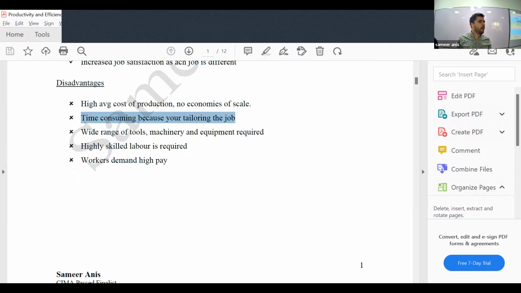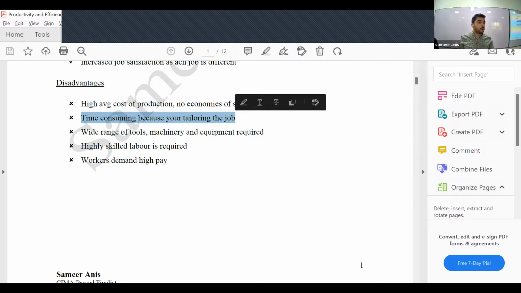Second disadvantage, very time consuming. I told you Rolls-Royce takes 6 months to make a car. Can you guess how long Toyota takes to make a car? 18 hours. 18 hours is less than 1 day. Why? Because Toyota's cars are made by machines, and Rolls-Royce is mostly made by hand. So obviously this will take 6 months and that will take only 18 hours. Can you see the difference? Half a year to just make one car.